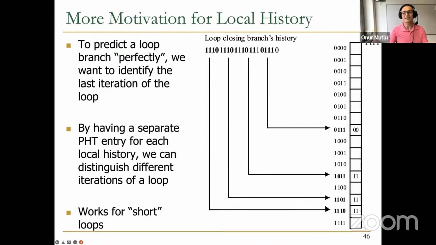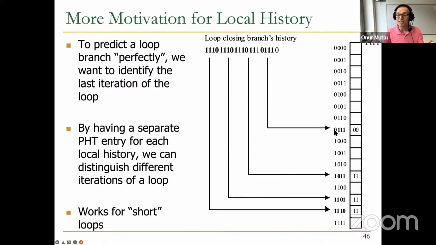Okay. And this is also described in the paper. Basically, to predict the loop branch perfectly, we want to identify the last iteration of the loop somehow. By having a separate pattern history table entry for each local history, we can distinguish different iterations of a loop. Because whenever this branch is executing, you kind of have different histories that the branch sees. So sometimes it's 0, 1, 1, 1, sometimes it's 1, 0, 1, 1, sometimes 1, 1, 0, 1, sometimes 1, 1, 1, 0. And if it's an instance of the branch inside the loop, it's going to be taken.